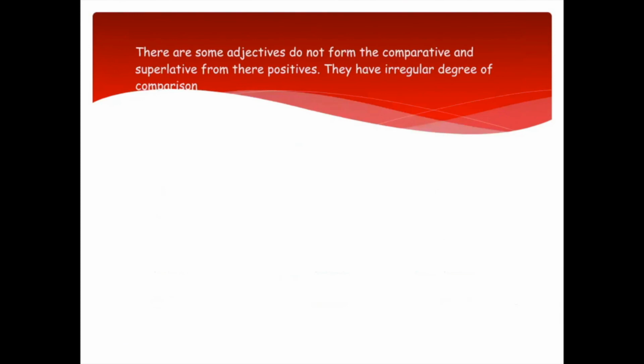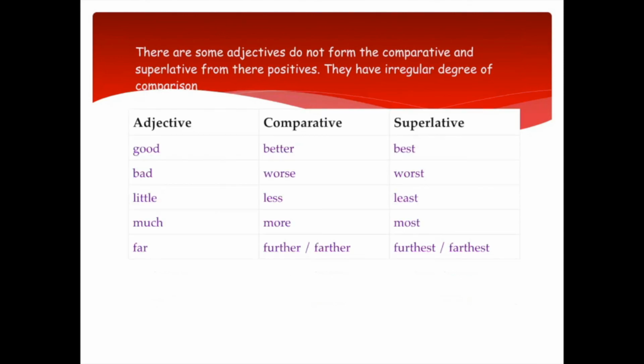Now, there are some special words. There are some adjectives that do not form the comparative and superlative from their positives. They have irregular degrees of comparison. The following are the examples. Shall we read the examples?